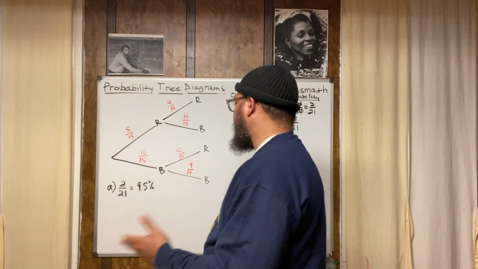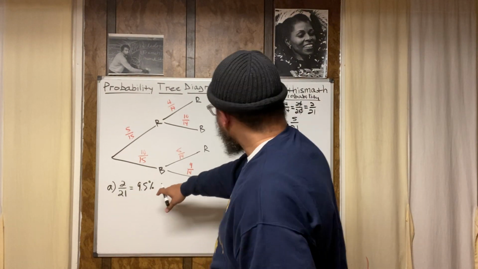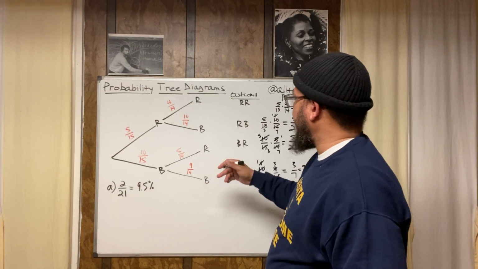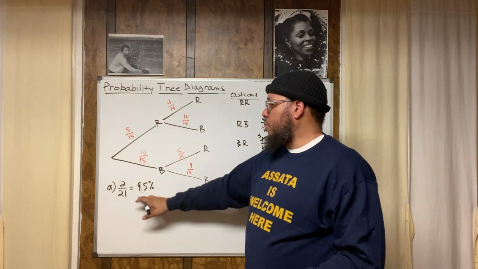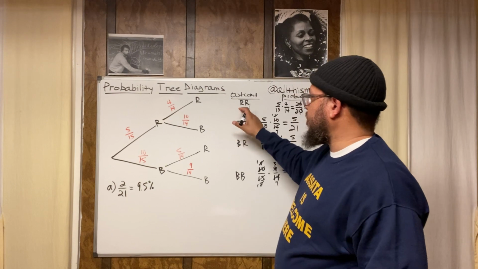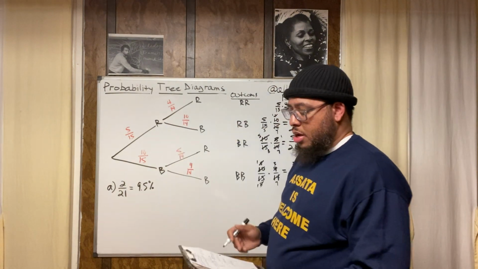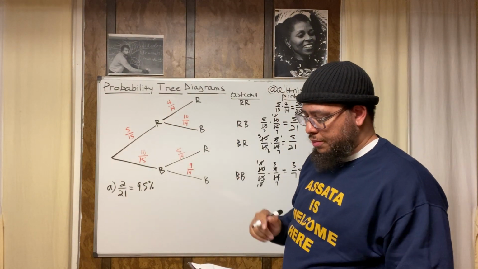A little too small. But yeah, so there's a 9.5% chance that this could happen. It's kind of slim. Almost 10%. So there's only a 10% chance you're going to pull 2 red marbles. All right, so that's the first question.